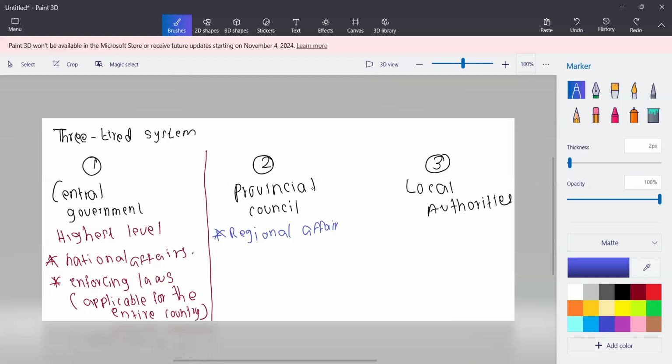For example, you have the Western Provincial Council. What are they responsible for? Provision of healthcare facilities within the province, educational facilities, and road development within that province. Different provinces have different requirements. Is the requirement the same for every province? No. If you take Colombo, it's a city, so its requirements are different and the way you have to handle them is different. So the Western Provincial Council will handle it differently.